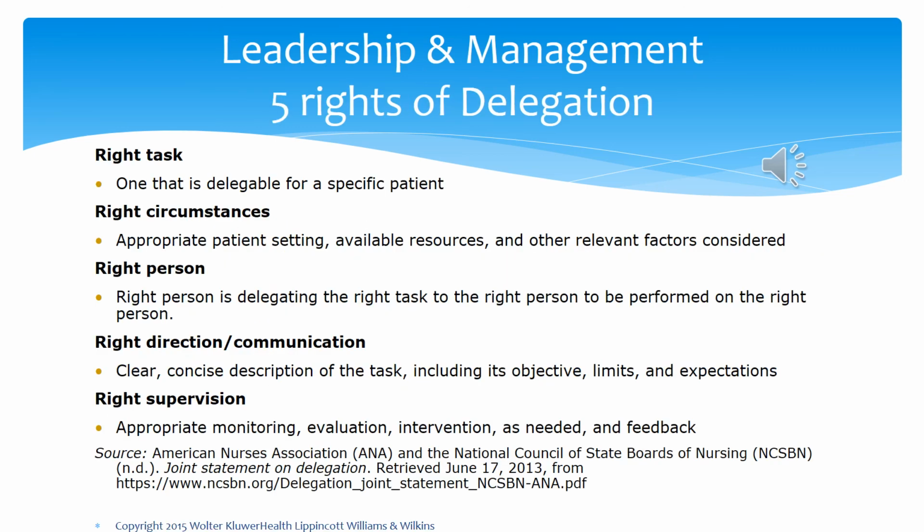Delegating decision-making without providing adequate information is an example of improper delegation. Delegation errors could be avoided if the 5 rights of delegation identified by the American Nurses Association and the National Council of State Boards of Nursing were followed. These 5 rights of delegation include the right task, one that is delegable for a specific patient, a right circumstance, appropriate patient setting, available resources, and other relevant factors considered, the right person. The right person is delegating the right task to the right person to be performed on the right person.